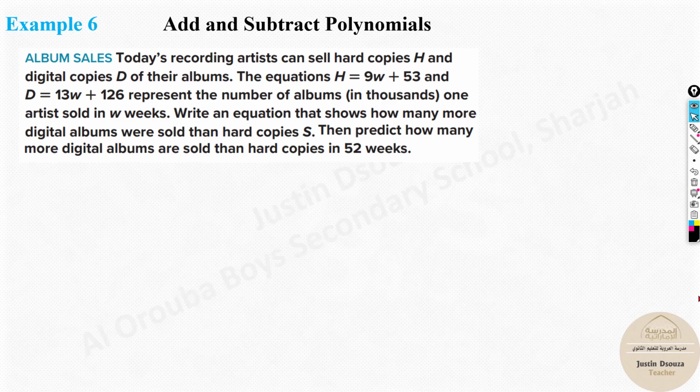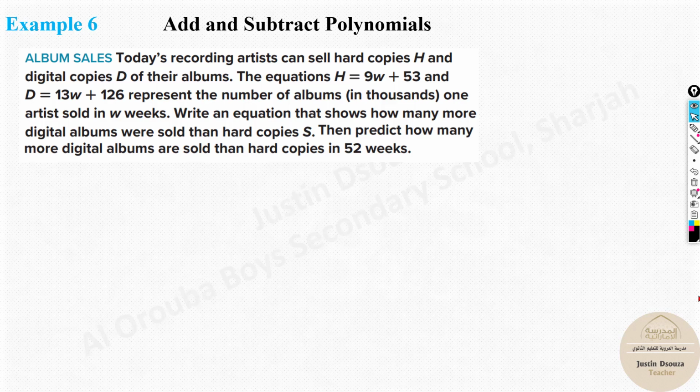Now let's read this. Today's recording artists can sell hard copies H and digital copies D of their albums. The equations H equals 9W plus 53 and D equals 13W plus 126 represent the number of albums in thousands that one artist sold in W weeks. So whatever they are selling is in terms of thousands, in W weeks. Write an equation that shows how many more digital albums were sold than hard copies, S.